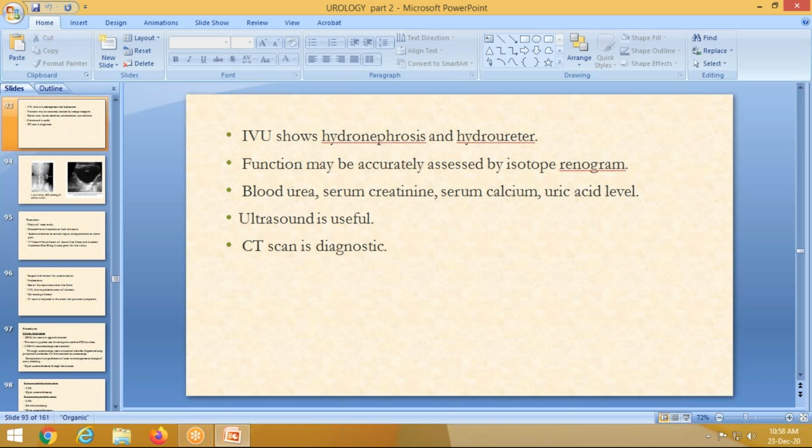Next, ultrasound. Similarly, ultrasound is also useful to know where the stone is located, either in the kidney, ureter or bladder. You can diagnose by ultrasound. CT scan is also helpful to diagnose ureteric stones.